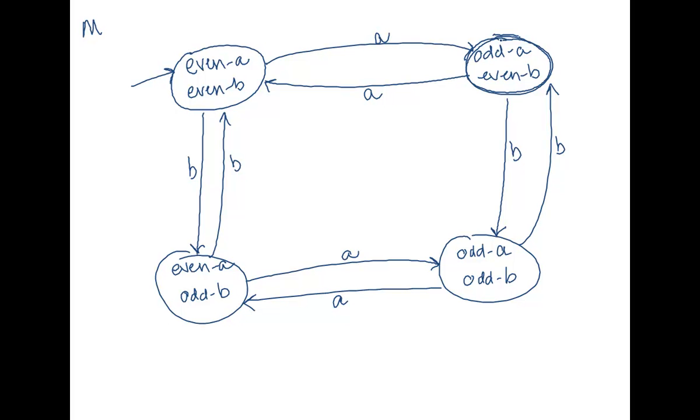Okay, so that's actually all we need to do, and let's convince ourselves that that's true. Even A, even B can't be a final state because even A means it's not a string in language A. It would not be accepted by machine A, so that can't be a final state. Even A, odd B: the string would not be in language A because it has an even number of A's instead of an odd number, and it would also not be in language B because it has an odd number of B's instead of an even number. We can convince ourselves of the same thing for odd A, odd B. It wouldn't be in language B because it has an odd number of B's instead of an even number. So this truly does give us the intersection.